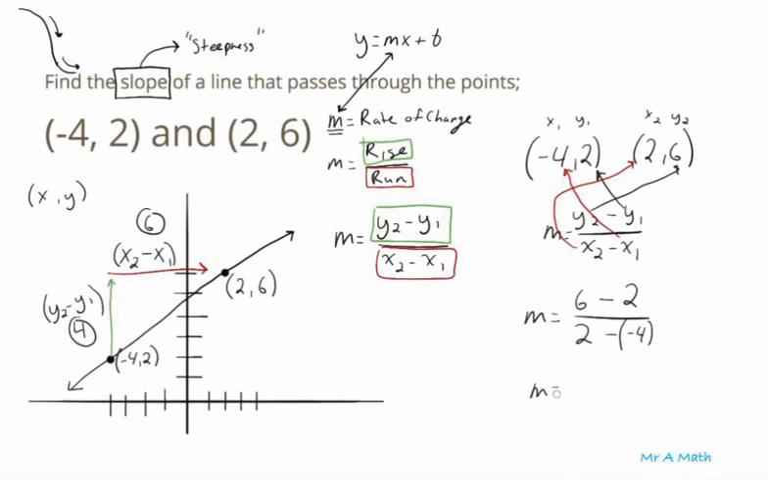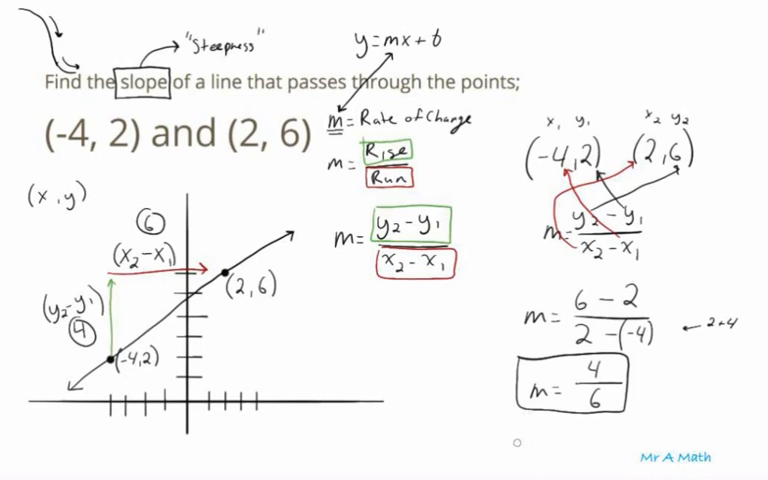So my ratio, if I do a little algebra here, 6 minus 2 is 4, over 2 minus a -4, which is really just the same as 2 plus 4. That is just going to be 6. So my ratio here is the same as the ratio when I just counted in the picture. This formula is really helpful because it allows me to calculate the slope of the line given the 2 points with relative ease.